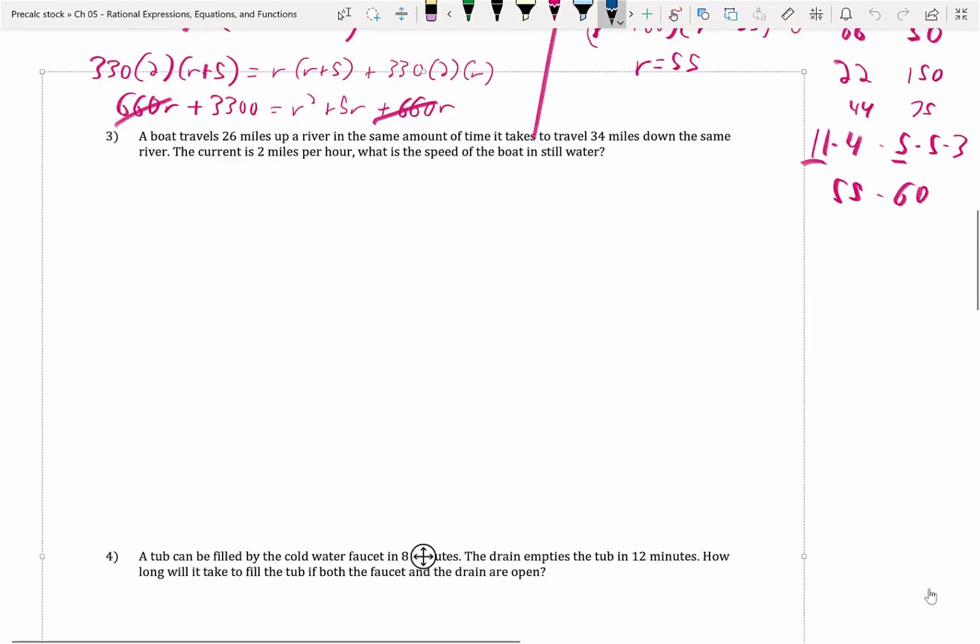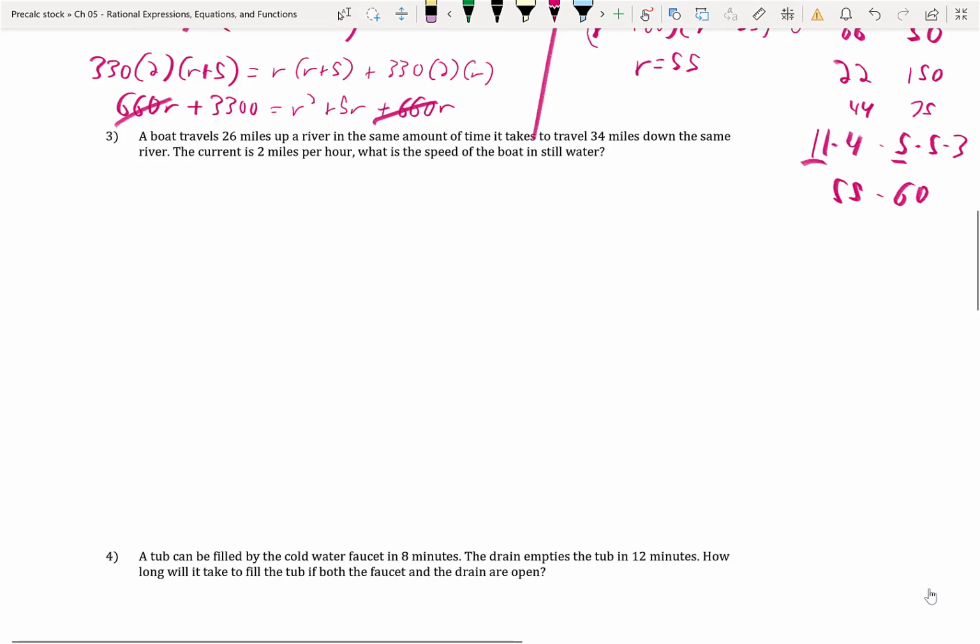The next problem harkens back to the river current problems that we've been talking about earlier. So anytime you see, well, let's read it. A boat travels 26 miles up a river in the same amount of time that it takes to travel 34 miles down the same river. The current is 2 miles per hour. What is the speed of the boat in still water? So if I read it again, a boat travels 26 miles up a river in the same time it takes to travel 34 miles down the same river. The current is 2 miles per hour, and the speed of the boat in still water is a variable.